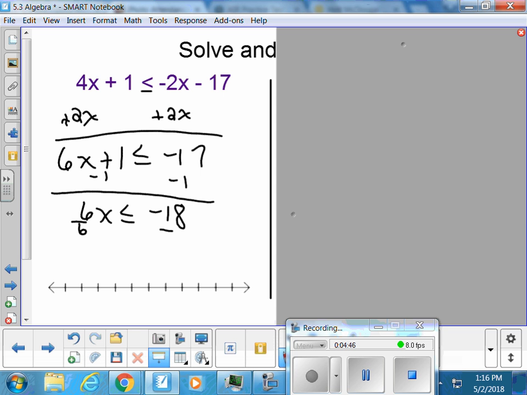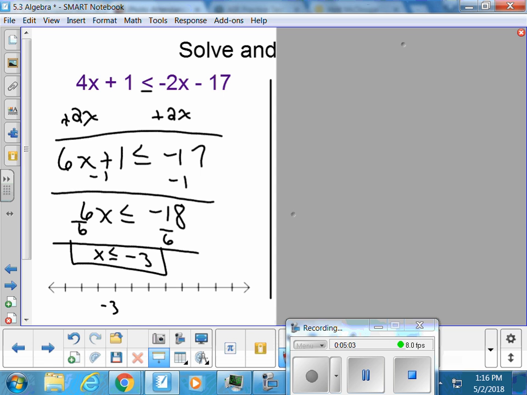We're going to divide by 6 at this point. Maybe bring your calculators with you next time. X is less than or equal to negative 3, because negative 18 divided by 6. You're dividing by a positive 6. You don't have to actually flip. I know there were negatives involved, but the number I was dividing by was a positive.